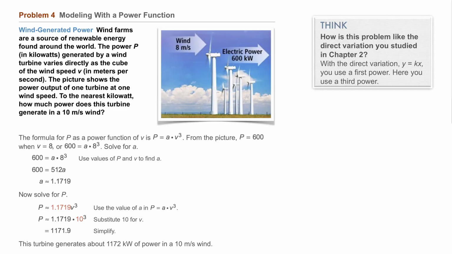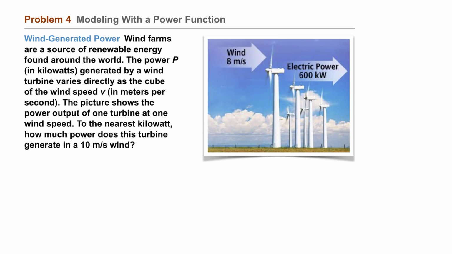Problem 4. Modeling with the power function. Wind-generated power. Wind farms are a source of renewable energy found around the world. The power P in kilowatts generated by a wind turbine varies directly as the cube of the wind speed V in meters per second. The picture shows the power output of one turbine at one wind speed. To the nearest kilowatt, how much power does this turbine generate in a 10 meters per second wind?